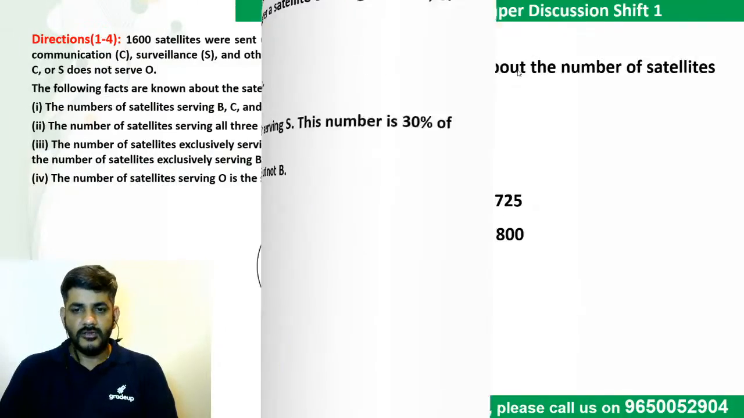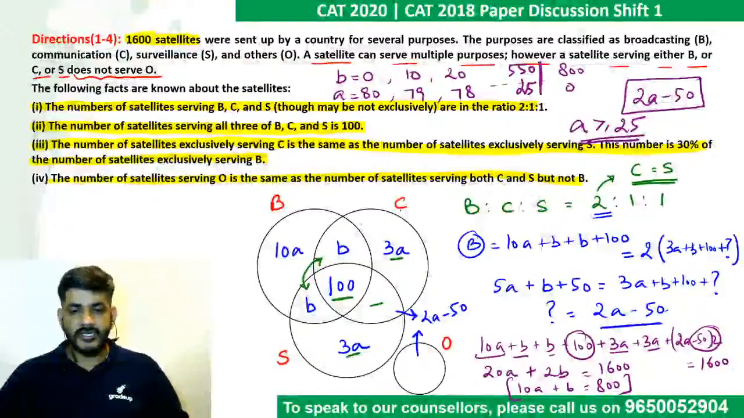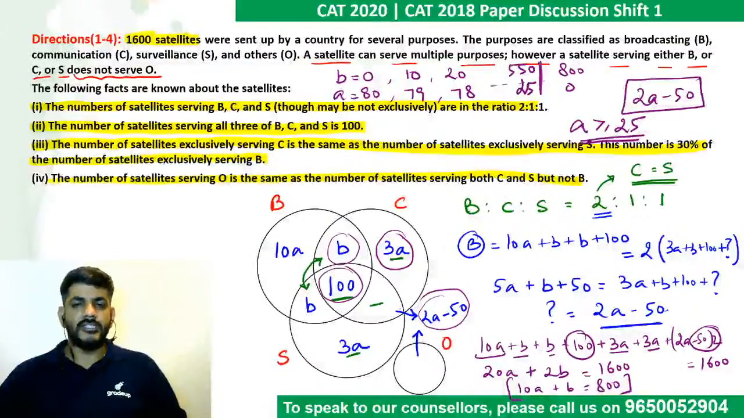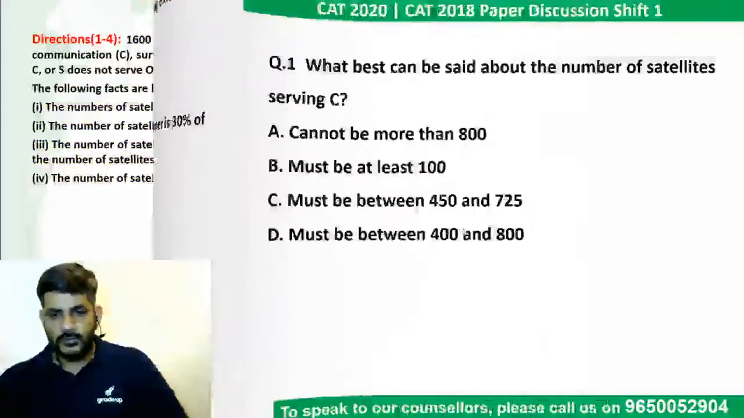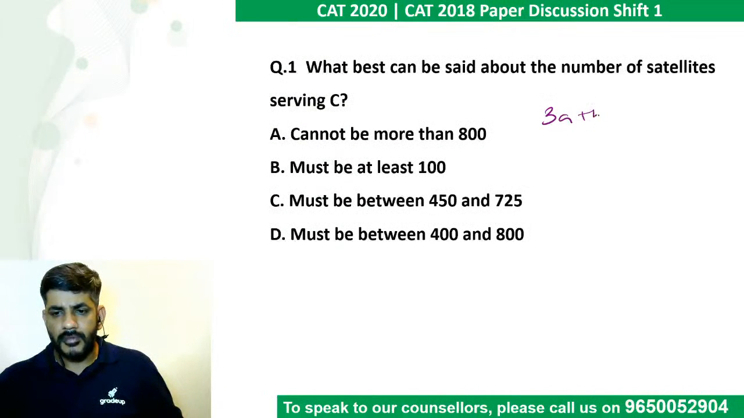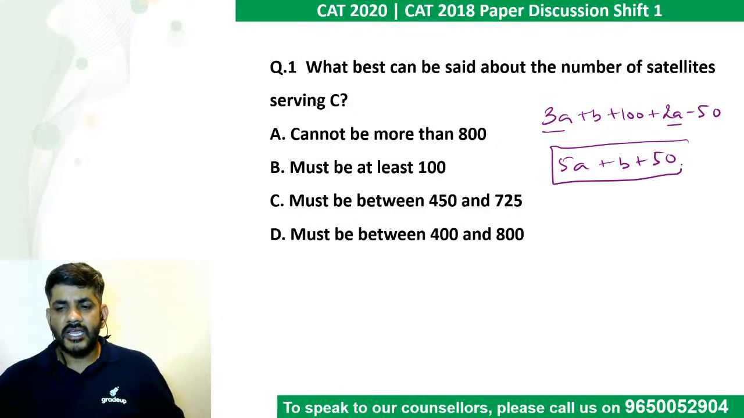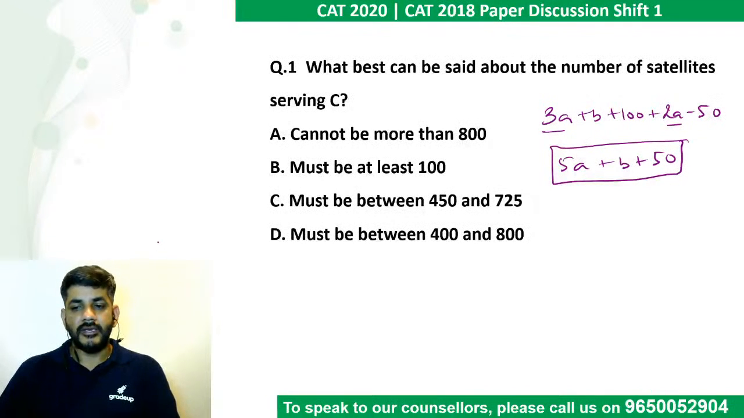satellites serving C? So what can we say about the number of satellites serving C, guys? You check this. The number of satellites serving C is 3A plus B plus 100 and 2A minus 50. So the sum of all these values is 5A plus B plus 50. So what can we say best about this? 5A plus B plus 50.